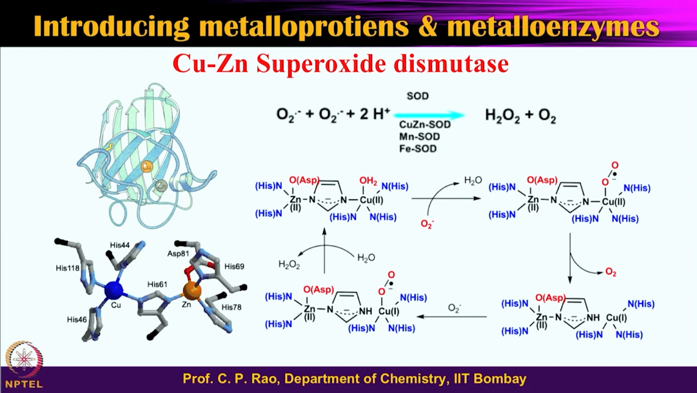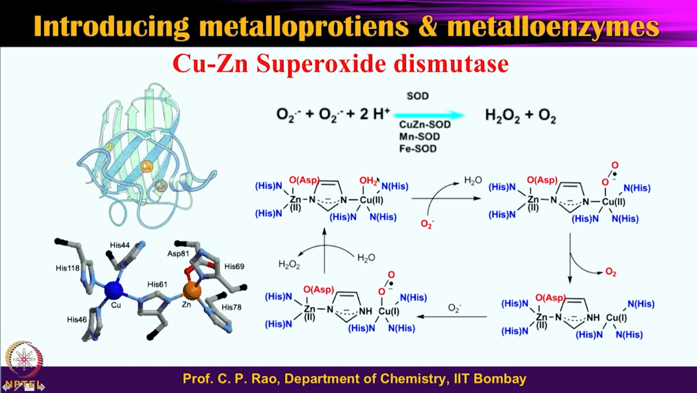So, the first step you get the O2, the second step you get H2O2. So, you could see how the enzyme is undergoing from copper 2 to copper 1 and copper 1 to copper 2, the O2 minus to O2 and the O2 minus to O2 minus. So, this is the kind of thing that we have in all these.